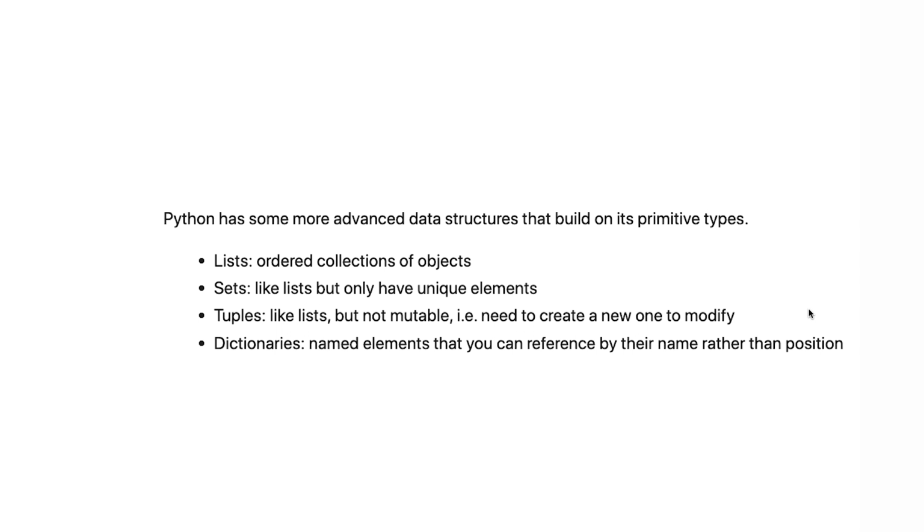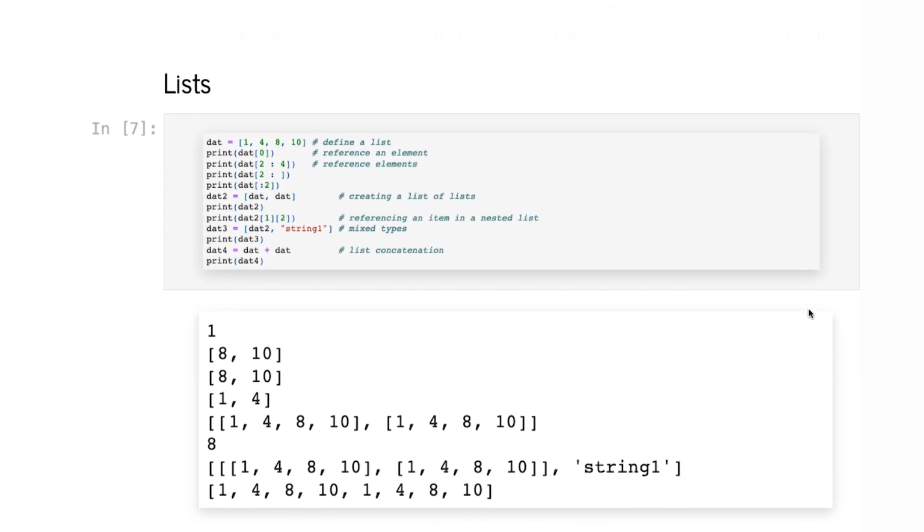And then dictionaries are Python's version of a hash table, and those are named elements that you can reference by their name rather than by their position. So dictionaries are quite fast if you want to look up something relative to a key value rather than an array index.